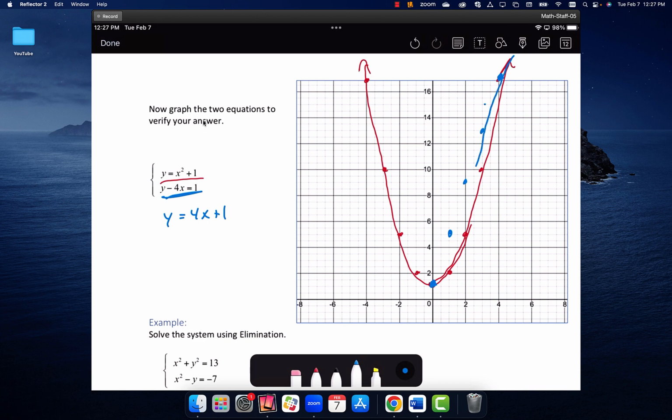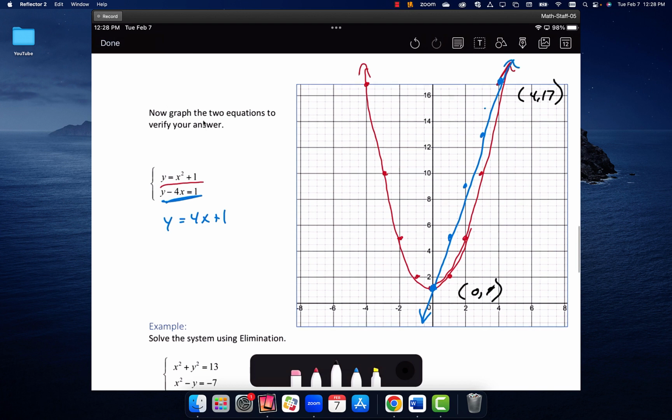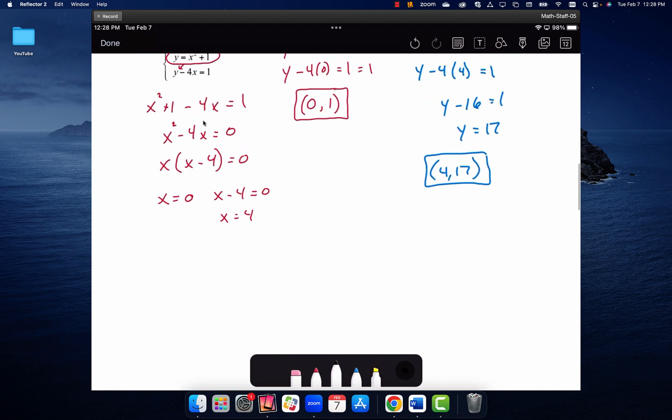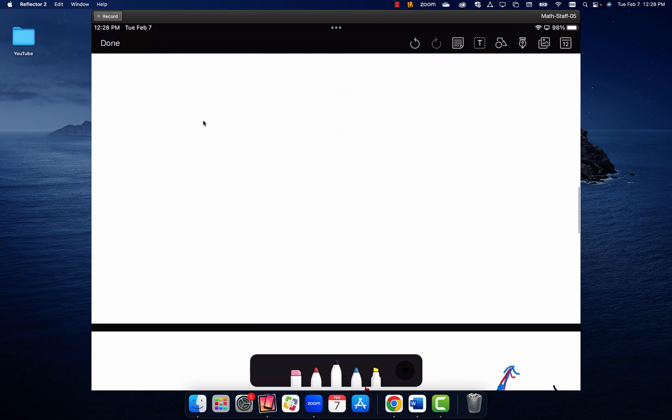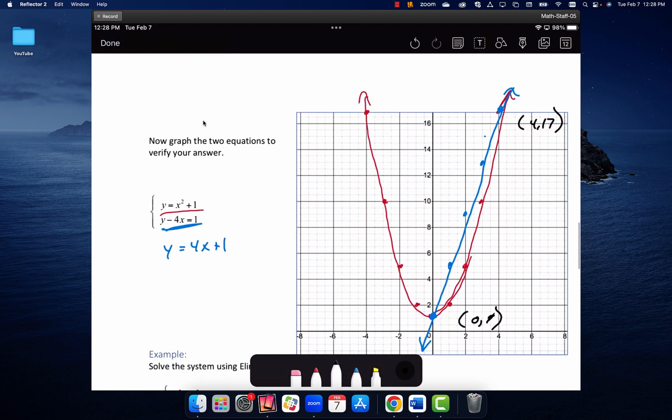Play connect the dots. And we can see that the curves are intersecting in 2 different locations. At (0, 1), and again at (4, 17). And if we go back to the previous example, notice (0, 1) and (4, 17). Our algebra confirms our graph. They're the same.